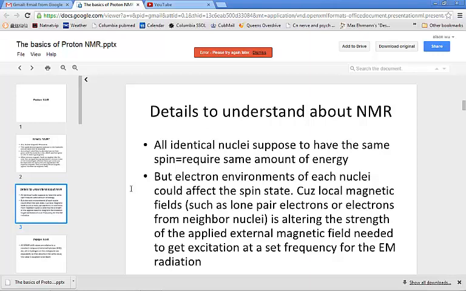And how are these spin states affected by the local magnetic fields? The local magnetic fields could be affected by things other than the external field that we're applying. They could be affected by the lone pair electrons, or by electrons from the neighboring nuclei. All these factors are going to alter the strength that's needed to make the nuclei spin.